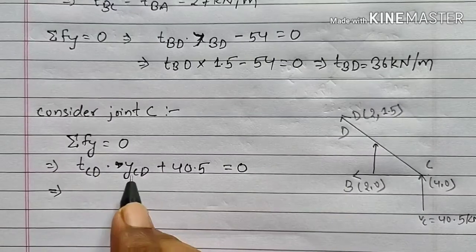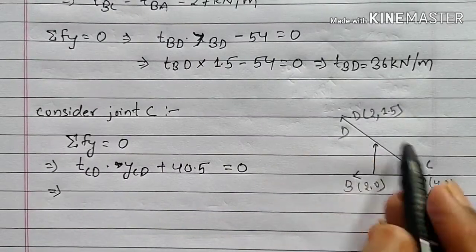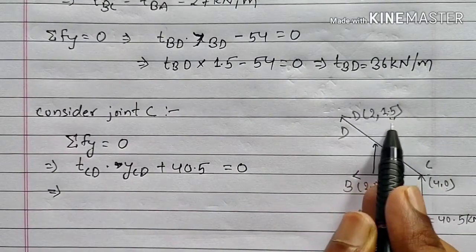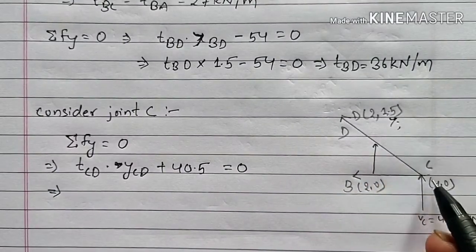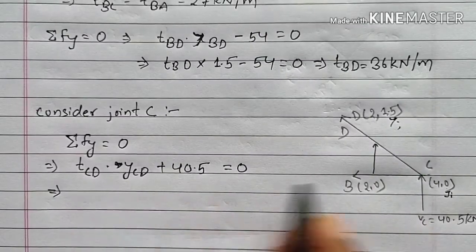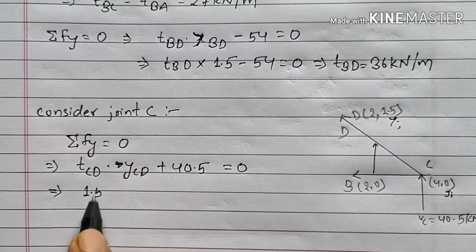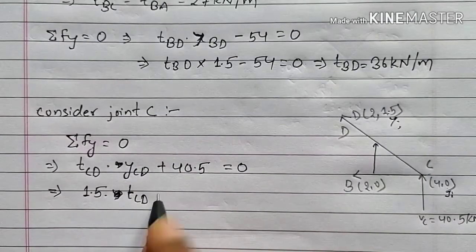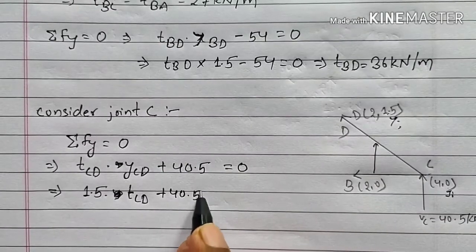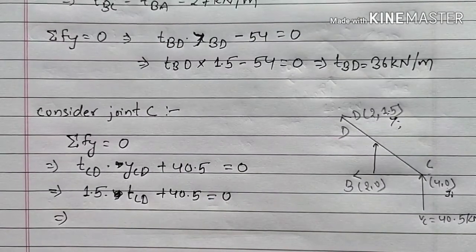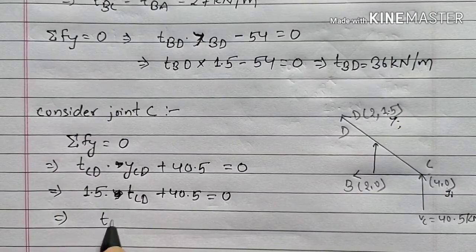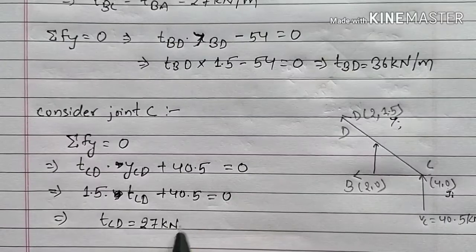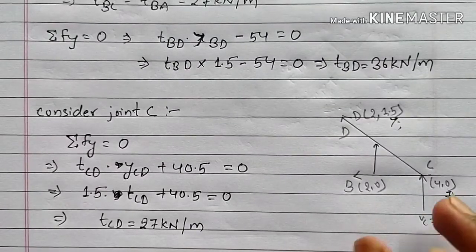Now YCD means difference along y, 1.5 minus 0, this is yj and this is our yi, so 1.5 minus 0 will be equals to 1.5 into TCD plus 40.5 equals to 0. From here we will get the value of TCD, which will be equals to 27 kilonewton per meter, and this was our final force in the member.